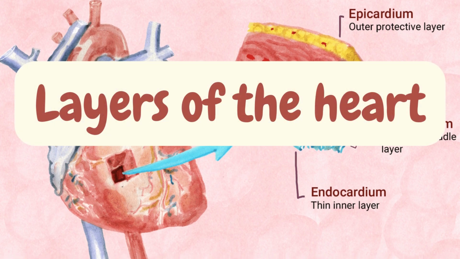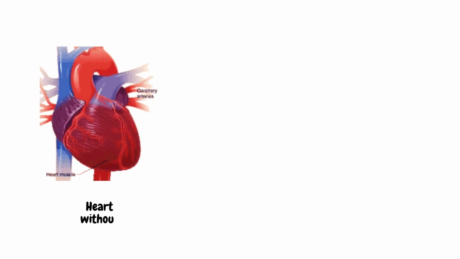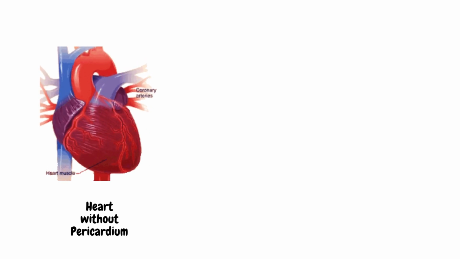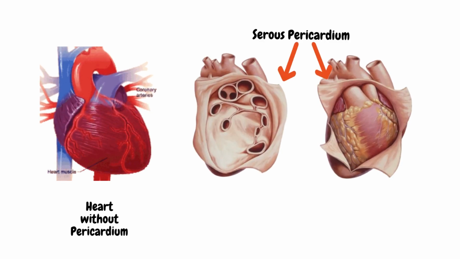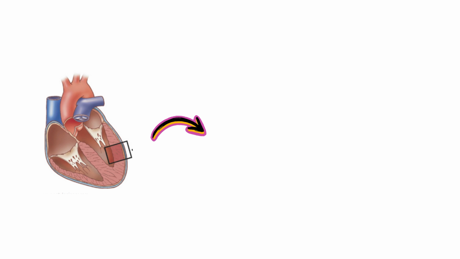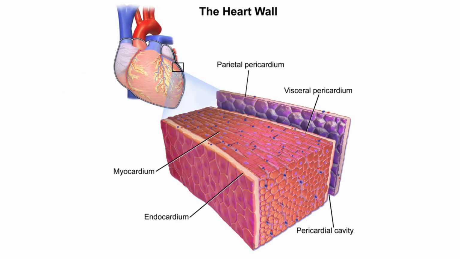In this video, we will go through the layers of the heart. Here you are seeing a picture of the heart without any covering. In real life, the heart is covered by a wet surface called serous pericardium. So, if we dissect the heart like this, we can see all the layers of the heart. We will take a small segment and zoom in.